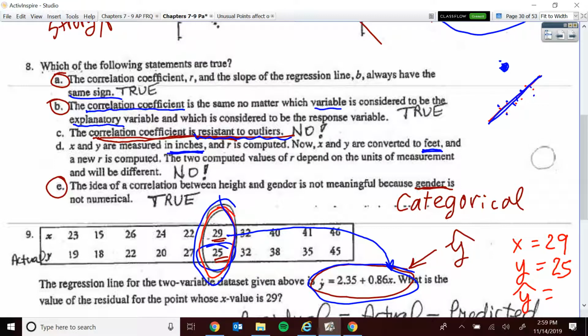All right, D, we're changing from inches to feet. That's a transformation. So if we're changing from inches to feet, that's a division. So should the correlation change? If all the pieces of data are being transformed, will the correlation change? That's no. So this says they do depend on it, and so that's why it's false. E, gender, it talks about gender being categorical, so that's true.